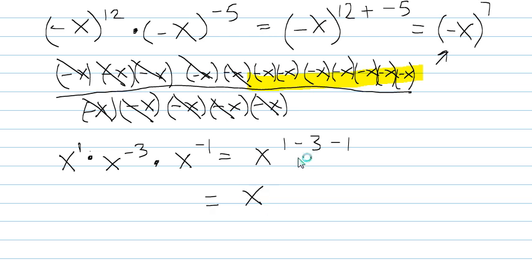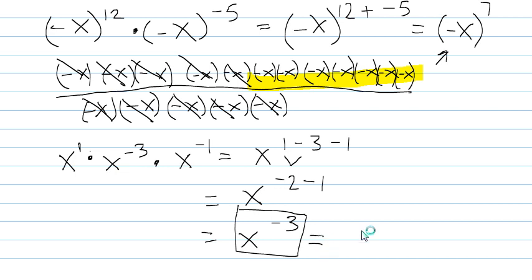And 1 minus 3 is negative 2. You got to know your integer rules when you're adding and subtracting stuff. Minus 1. And this is x to the negative 2 minus 1 is negative 3, which is, well, you can say this is the answer, or if you're going to write it as a positive exponent, it's going to be 1 over x to the positive 3rd power. Depends on what the directions are asking for. But there you go.